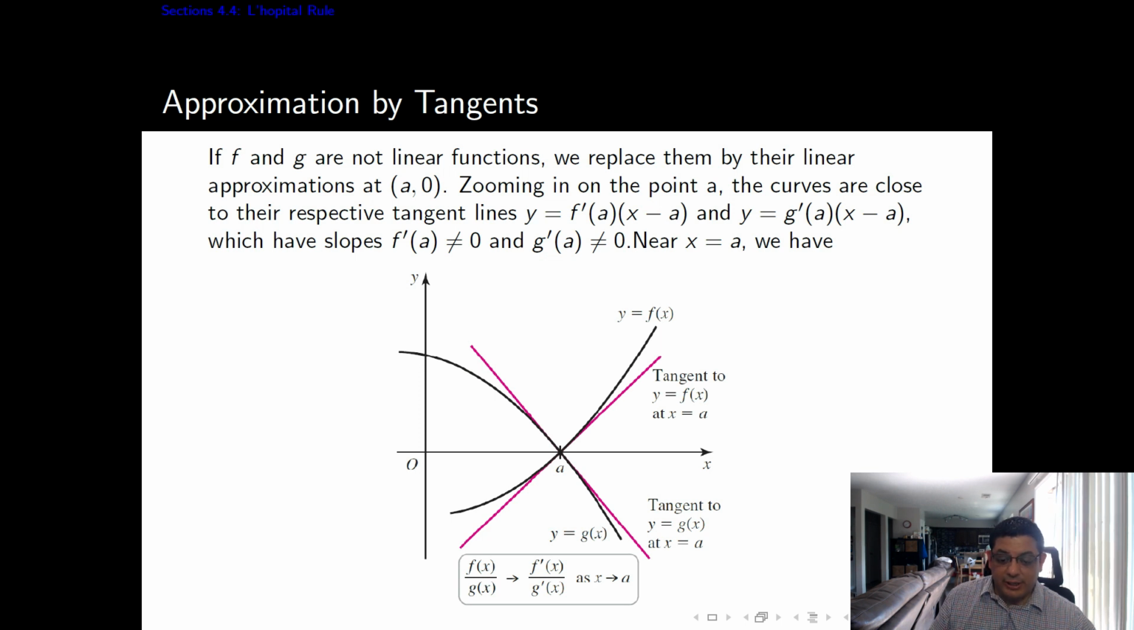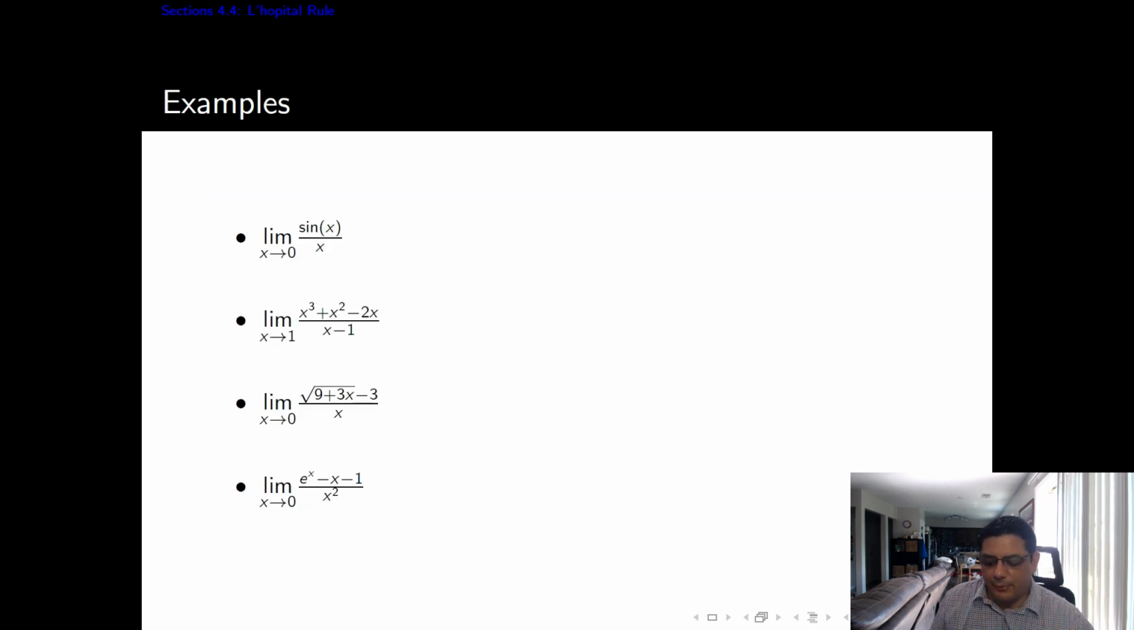So essentially, the ratio f divided by g can be approximated by f prime divided by g prime as x goes to a. And that's the reason why we can say that, by approximating the individual functions by their derivatives, we can calculate the limits by using their derivatives. So let's see some examples of that.